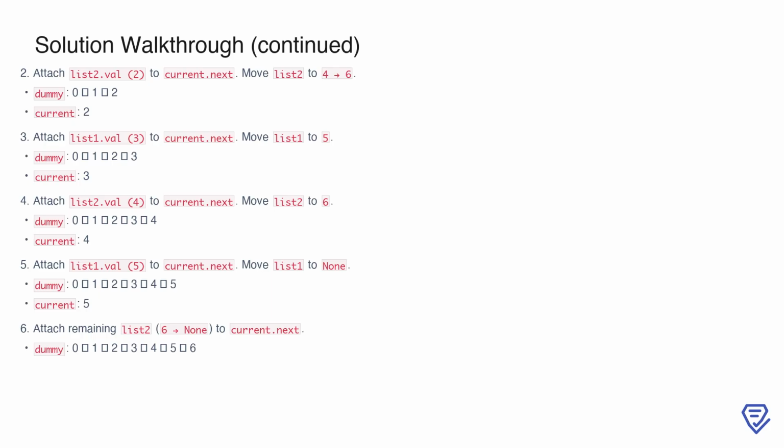Since 2 is less than 3, we attach the node from list 2 to current.next, move list 2 to its next node pointing to 4, and update current to the node with the value 2. The merged list becomes 0, 1, 2.